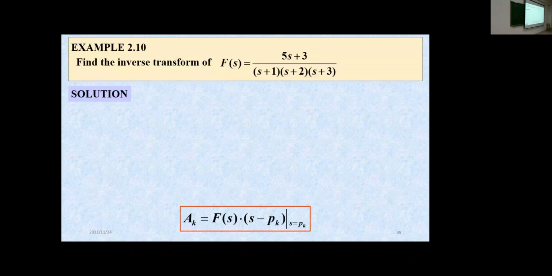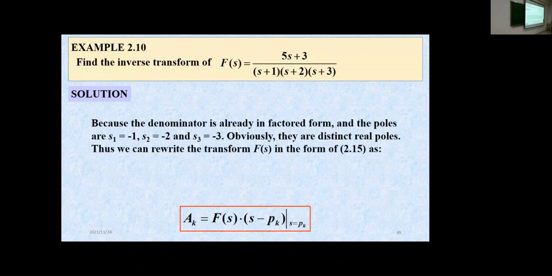Okay, maybe it still feels confusing but let's continue, and we can see it by an example. First, F(s) is given to you, asking us to find the inverse transform of this F. You see how many poles in this F? Three. And they are just real numbers, the easiest situation, right?